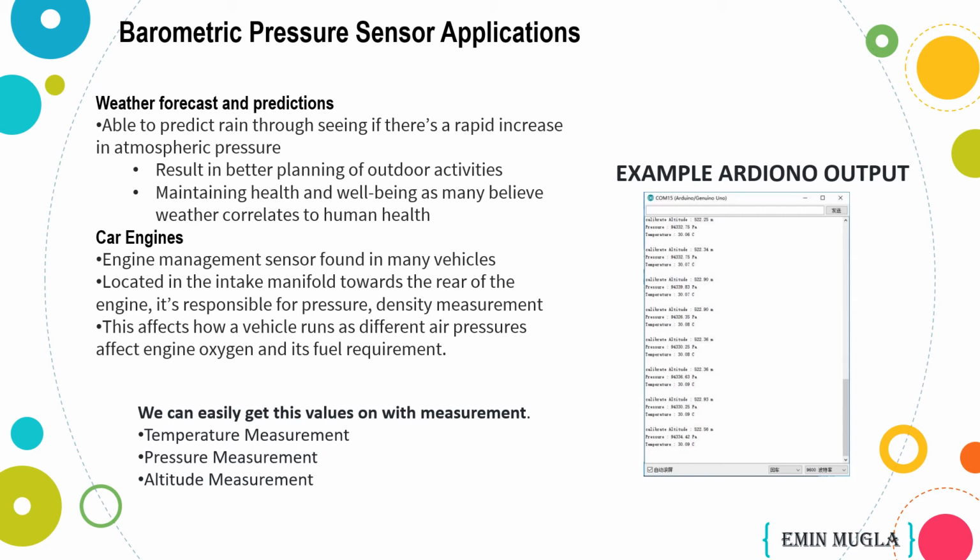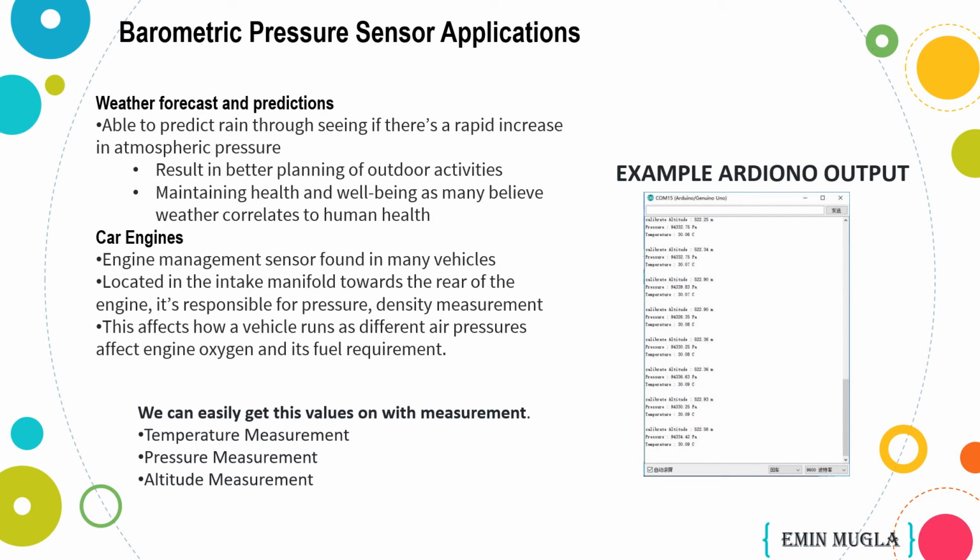This affects how the vehicle rises, as different air pressures affect engine oxygen and its fuel requirement. Also, we use it for planes as well, on the same idea. We can easily get these values with measurement. These measurements are temperature measurement, pressure measurement, and altitude measurement with the same sensor model.